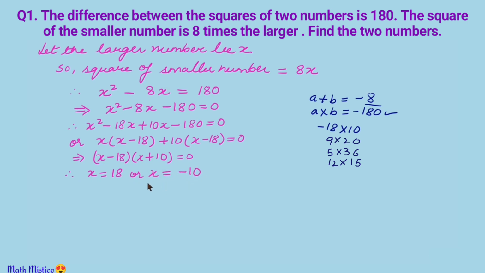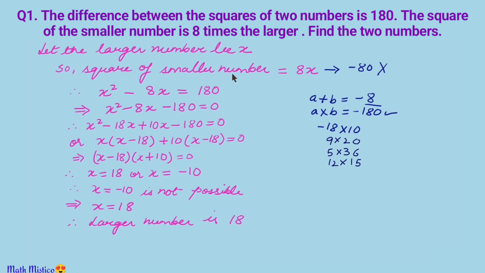If x is equal to minus 10, then from here the square of the smaller number is 8x, which will become minus 80, which is not possible because a square cannot be negative. This means x equal to minus 10 is not possible. Therefore x is equal to 18, and so the larger number is 18.